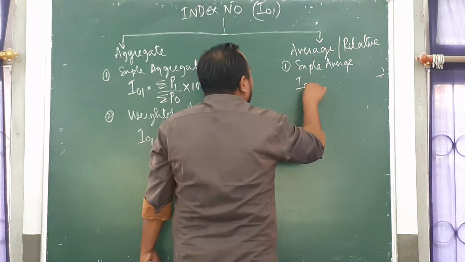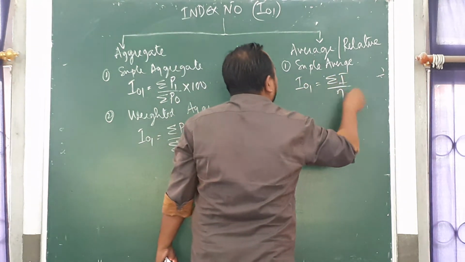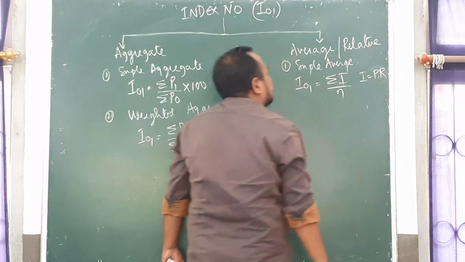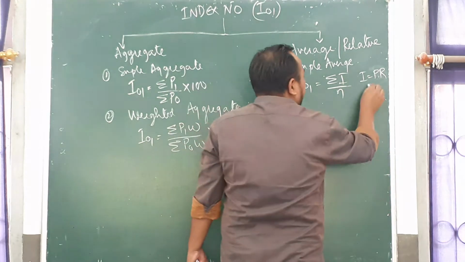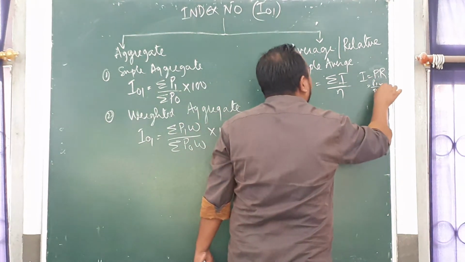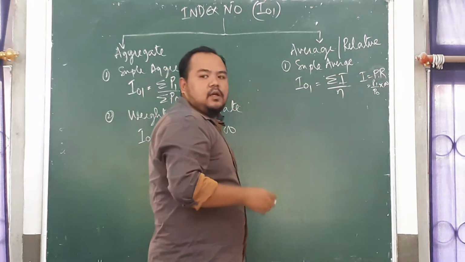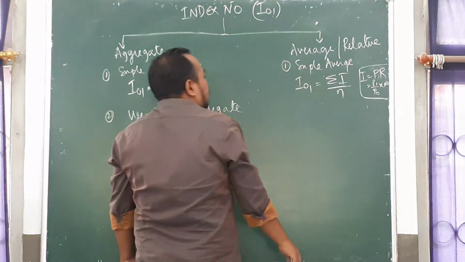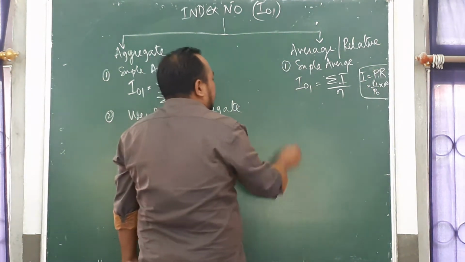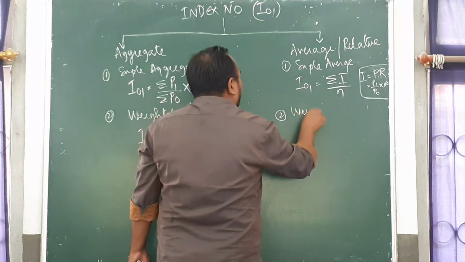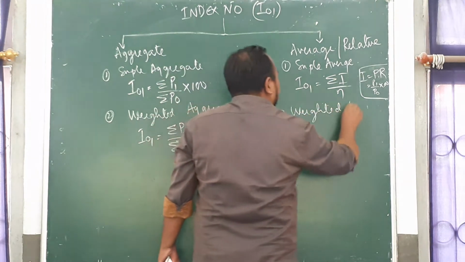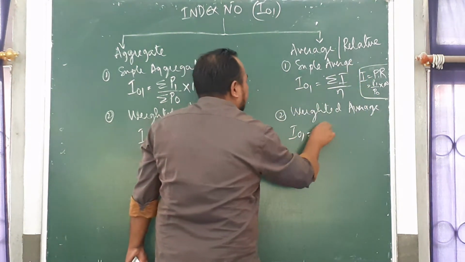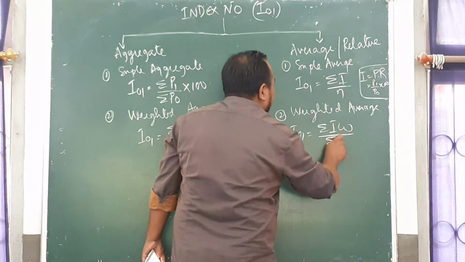The formula is I01 equal to summation I divided by n, where this capital I stands for price relative. What does capital I stand for? Price relative, and the formula is P1 by P0 into 100. You have to calculate the price relative for individual data. So what is I? Price relative, so P1 by P0 into 100, and the second formula is weighted average. It is I01 equal to summation IW by summation W.